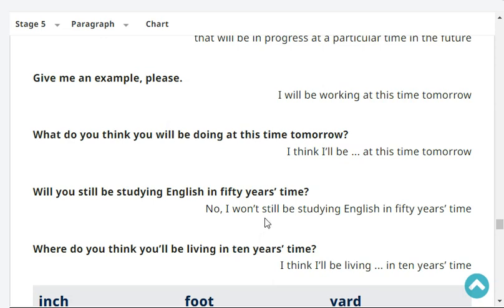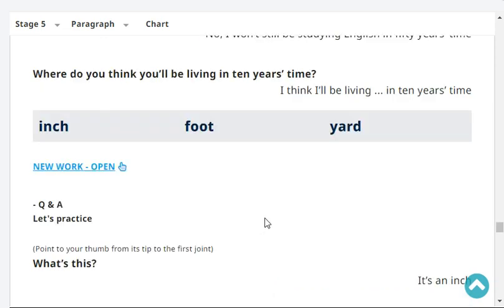In 50 years' time. Very good. Where do you think you'll be living in 10 years' time? I think I'll be living in Nagoya. I will be living in Nagoya in 10 years' time. Very good.